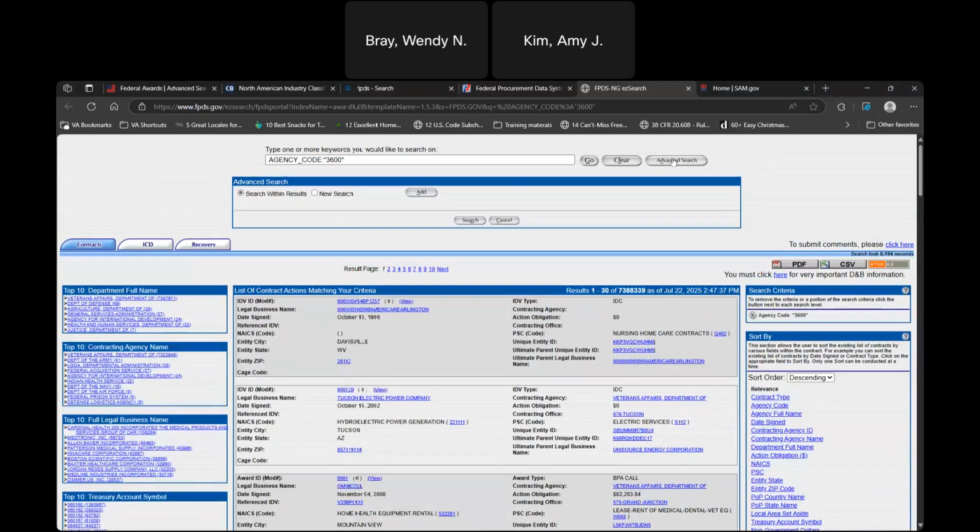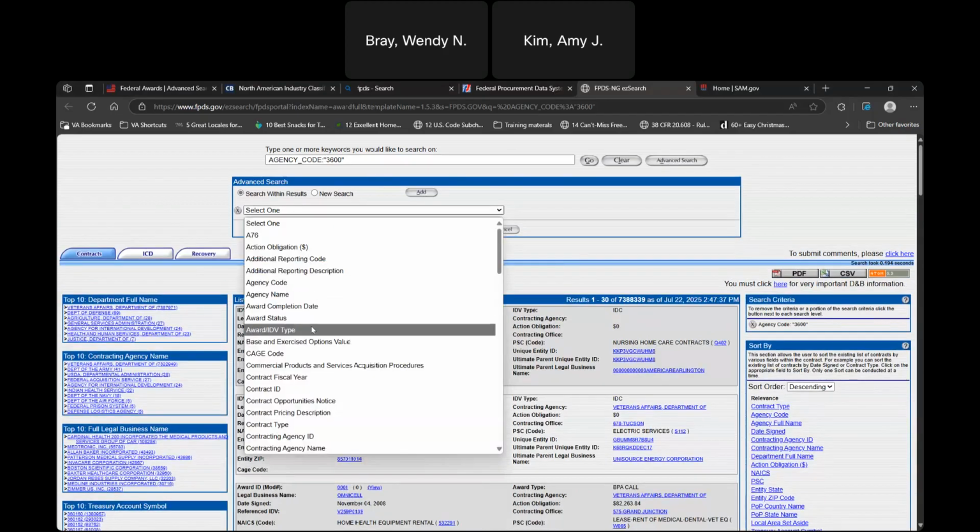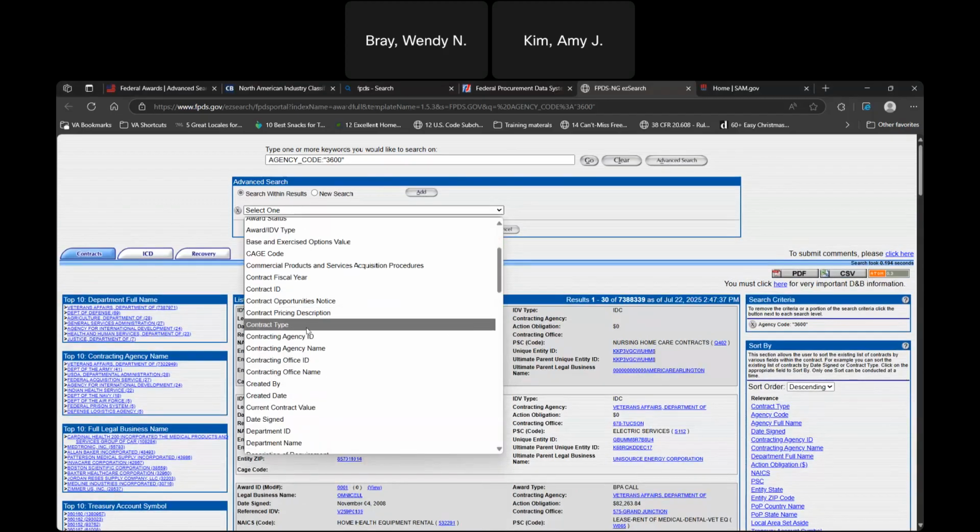Now I'm just going to select advanced search again. And again, you can search within the results or you can do a new search. I don't want to do a new search because I'm still searching for the NAICS code 339113. So I'm going to add to search within, and then I'm going to search for the field. As you can see, just like with USAspending, there are a variety of different options to filter and pull the results that you're looking for.